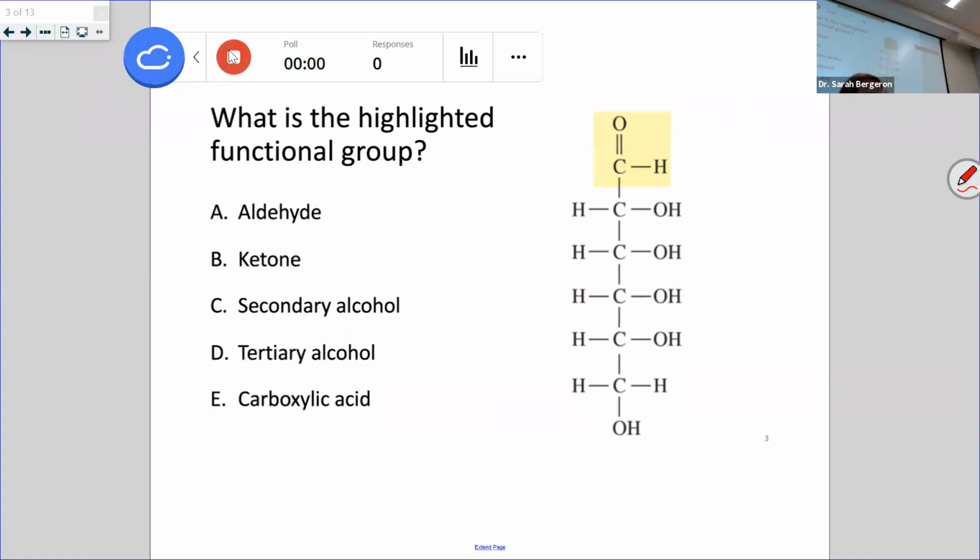Identify the highlighted functional group. So this is a good reminder that if you have those flashcards made for those functional groups, you should keep studying them because we're going to keep using those functional groups from now until almost the end of the semester.